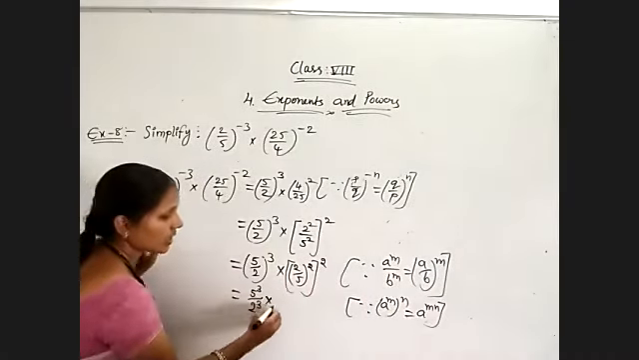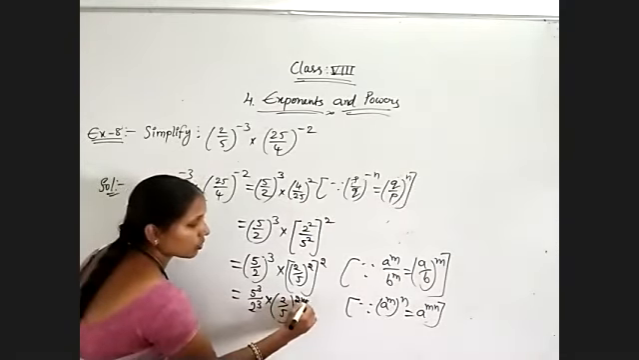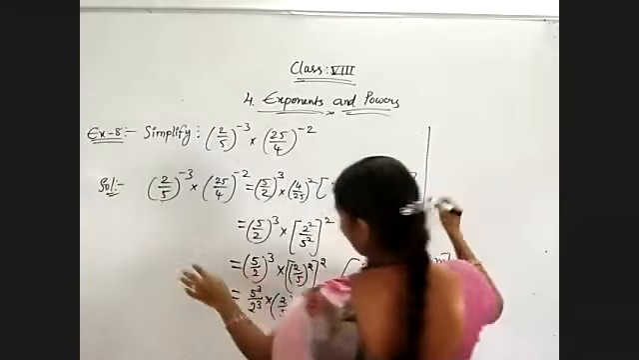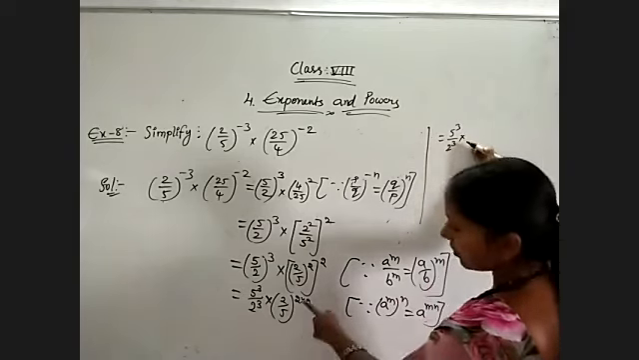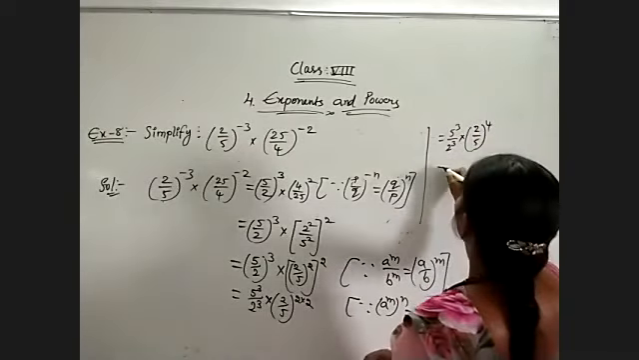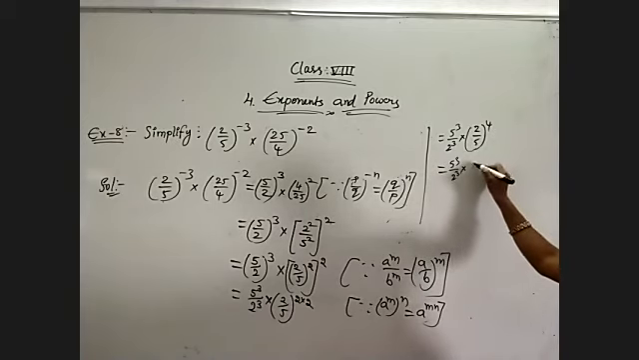Which is equal to 2 by 5 whole to the power of 2 into 2. 2 2s are 4. So that is 5 cube by 2 cube into 2 by 5 whole to the power of 4. So as I told you, it is given in combined form and the same exponent is there. So separate the numerator and denominator. That is 5 cube by 2 cube into 2 power 4 by 5 power 4. Now just observe, these are the same bases.